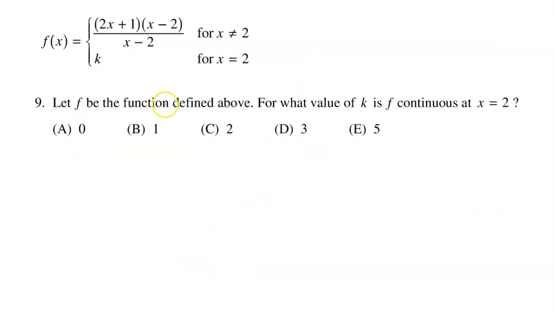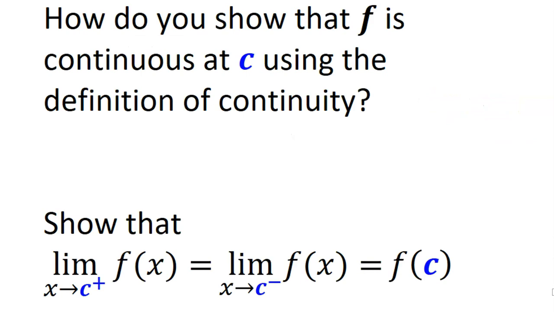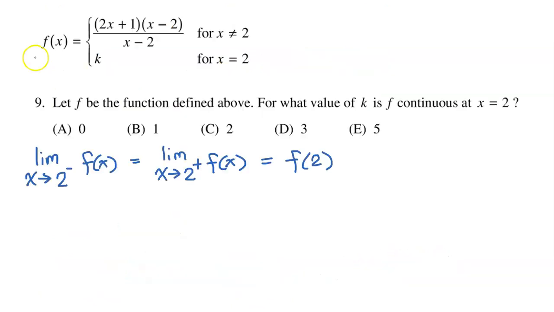Let f be the function defined above. For what value of k is f continuous at x equals 2? Let's take a look at the definition of continuity. How do you show that f is continuous at c using the definition of continuity? You show that the limit as x approaches c from the right equals the limit as x approaches c from the left, which equals the value of the function at c.